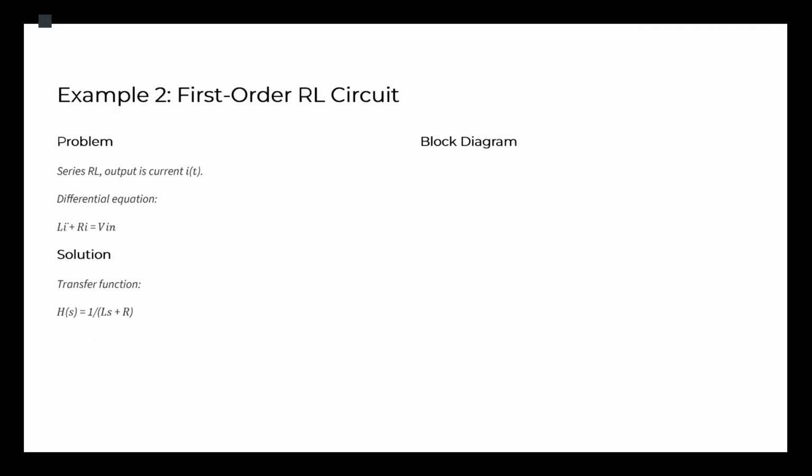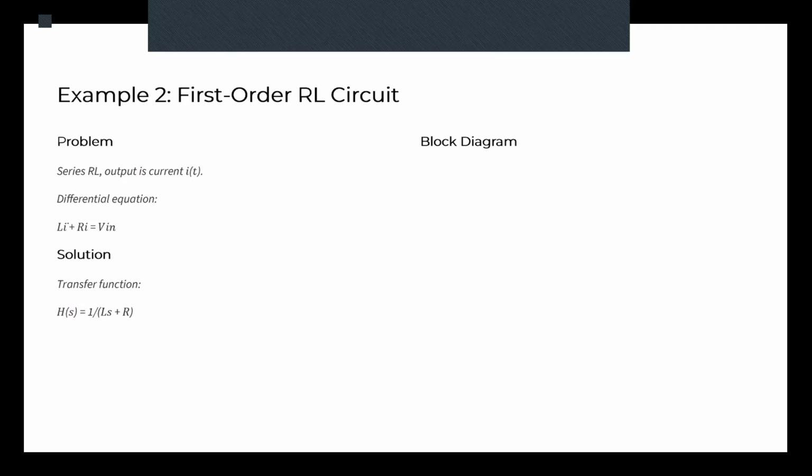Next example will be RL in series. Still the same. We have the transfer function. We know how to find the transfer function. And what's happening, if you want to show it in a block diagram, is that we have the input. We multiply it by the transfer function, and then we are going to have our output.